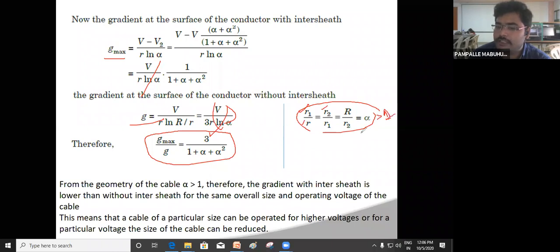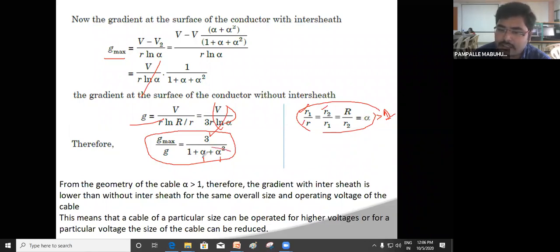Okay, alpha value is always greater than 1. So if alpha value is always greater than 1, here in the denominator, suppose you consider 1 here, then you will get these two as the same, G max by G is equal to 1. But your alpha is always greater than 1.